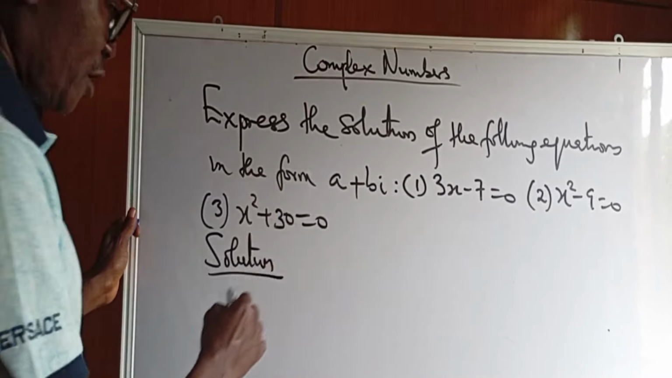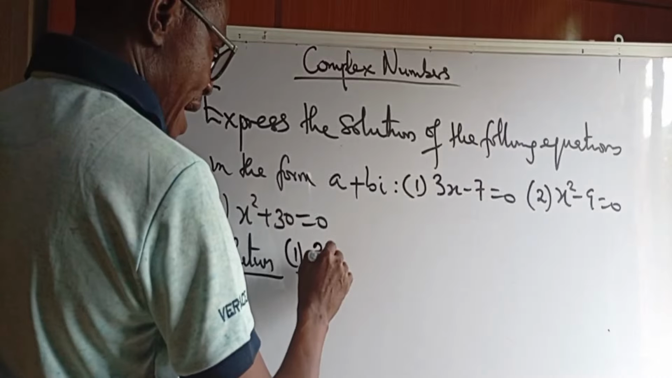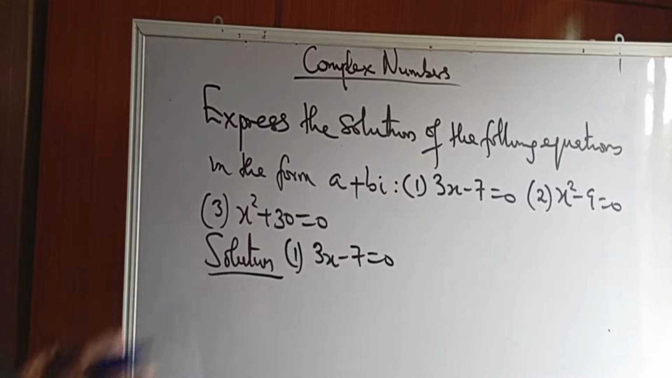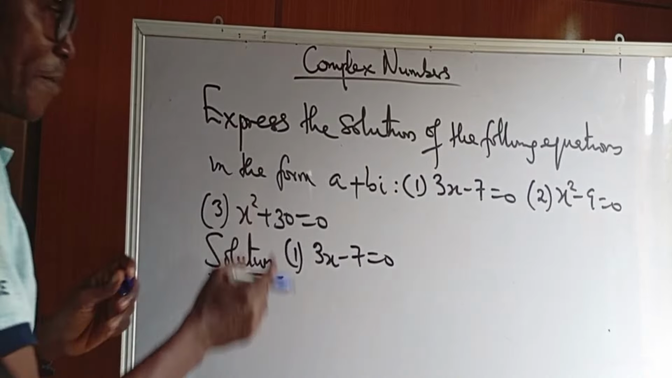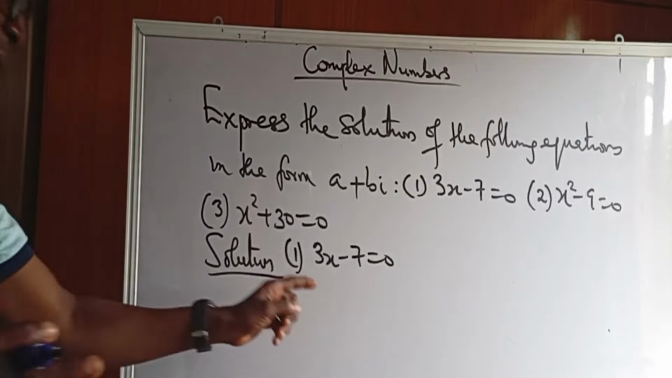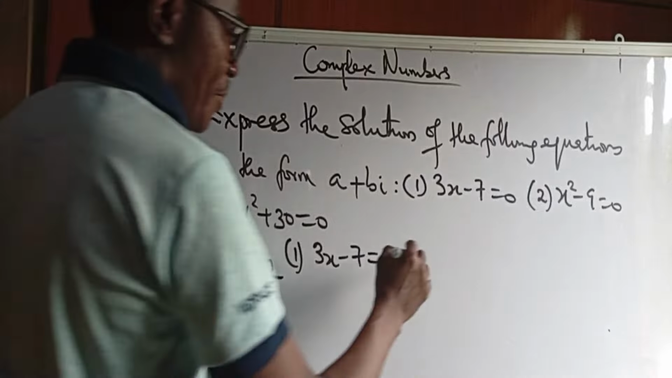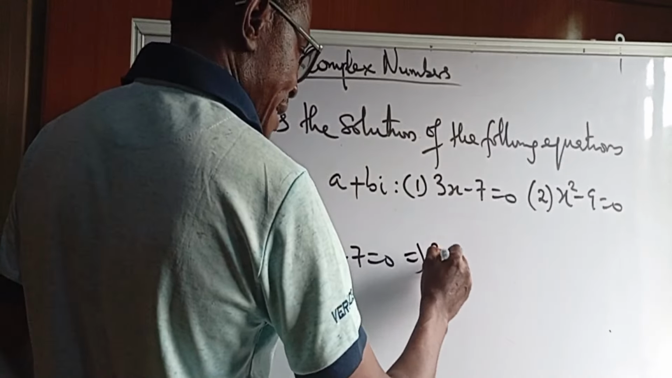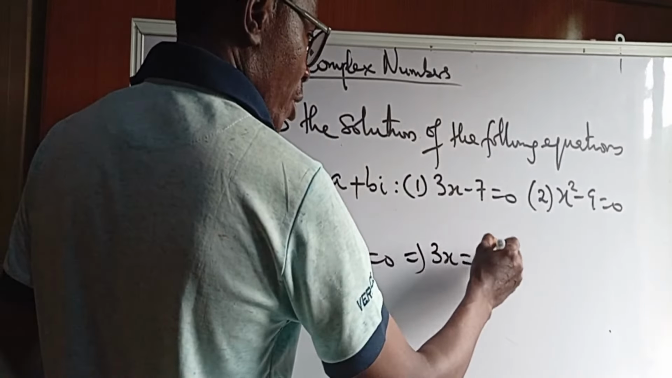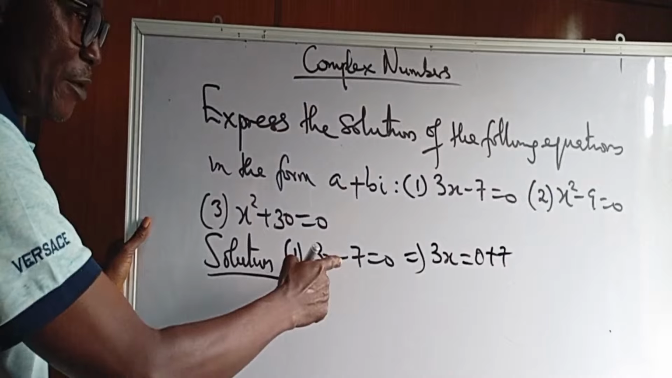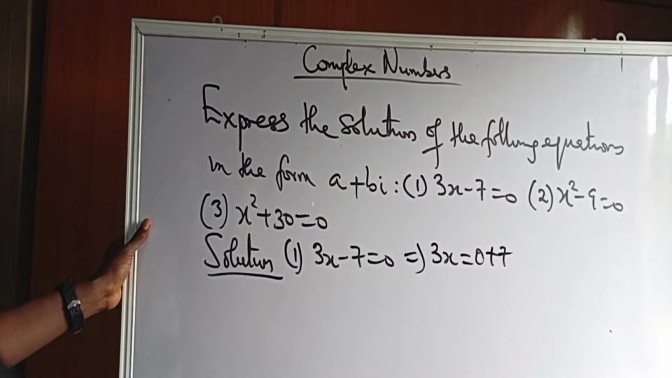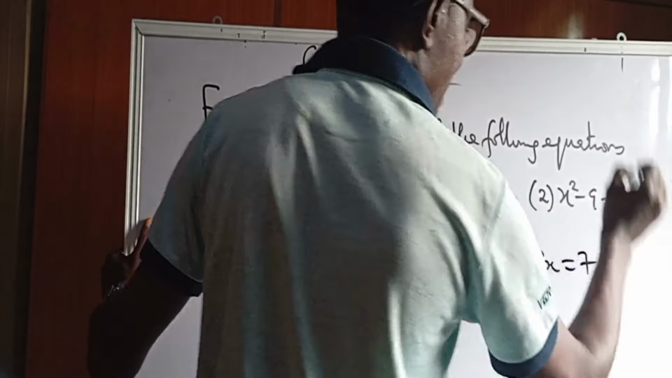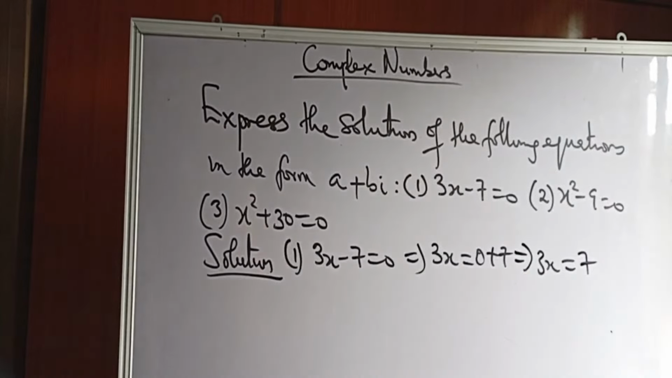Now, let's take the first equation: 3x minus 7 equals 0. The first thing we are going to do is to collect like terms, because 3x is different from 7. So we take 7 to the other side. We have 3x equals 0 plus 7, because by the time you transfer minus 7 to the other side, you have plus 7. Which will give us 3x equals 7.